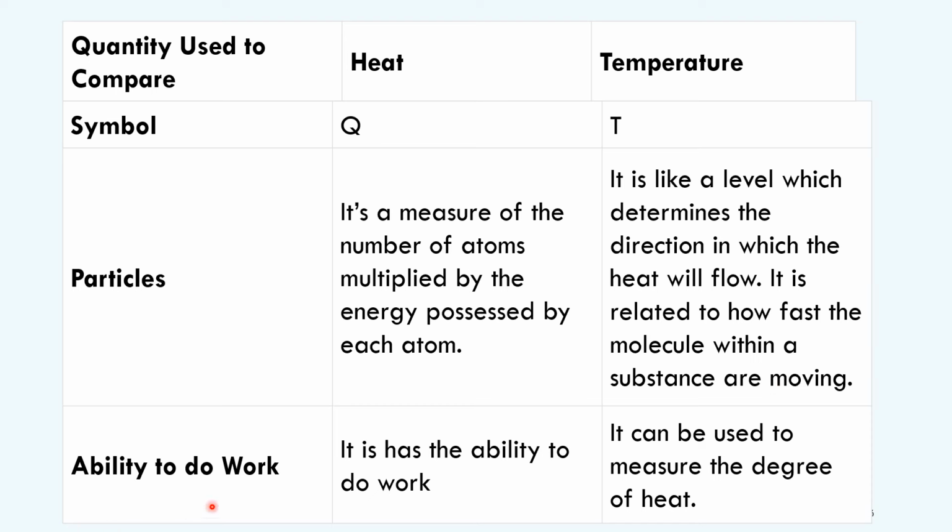Heat has the ability to do work. Heat has the capacity or ability to do work. Temperature can be used to measure the degree of heat. It measures only the degree of heat; whether the object is hot or cold is indicated by the temperature.